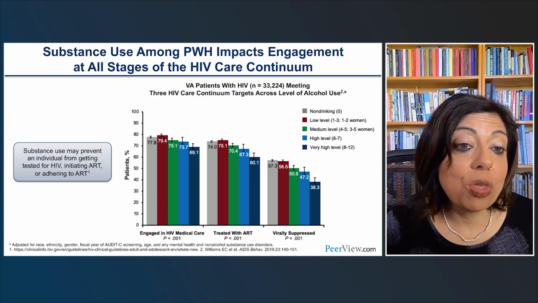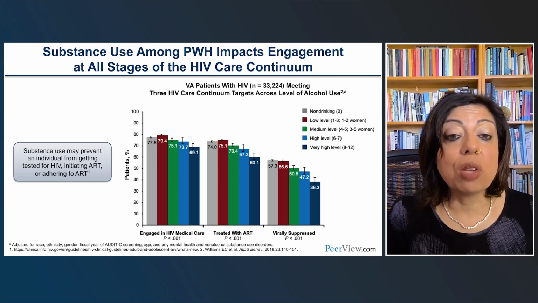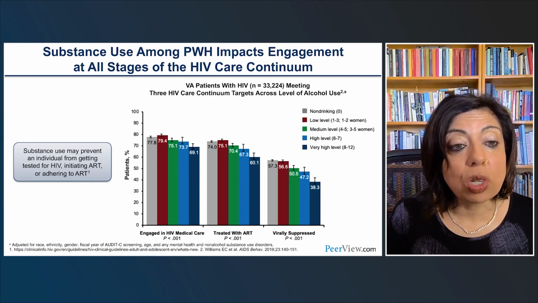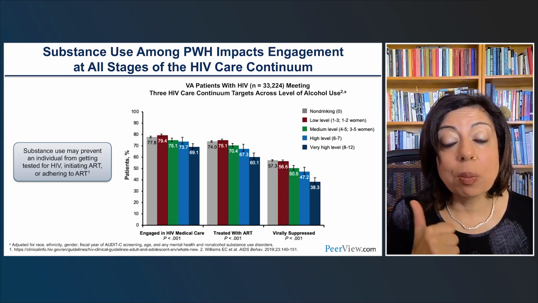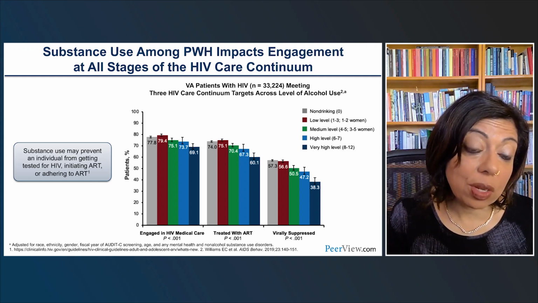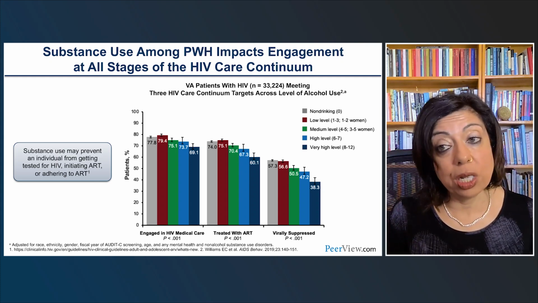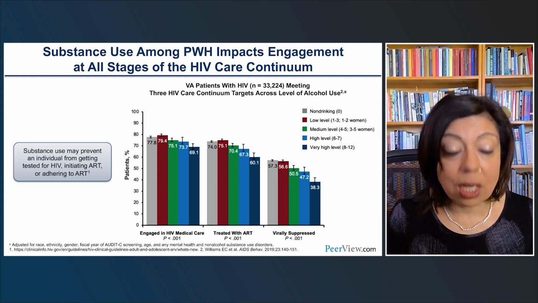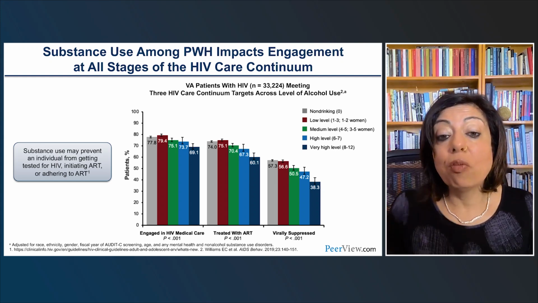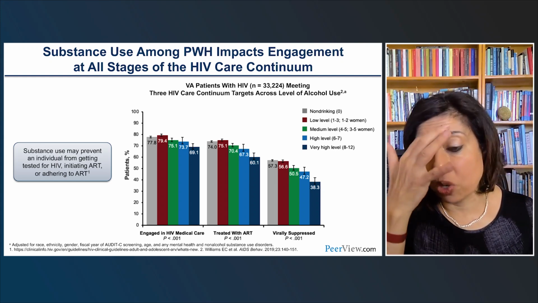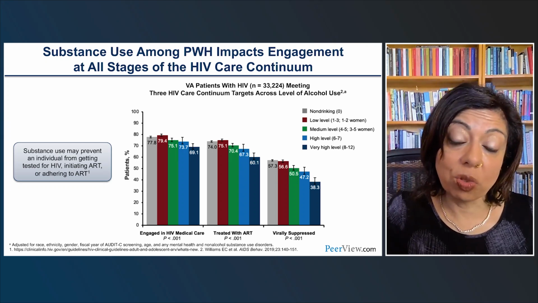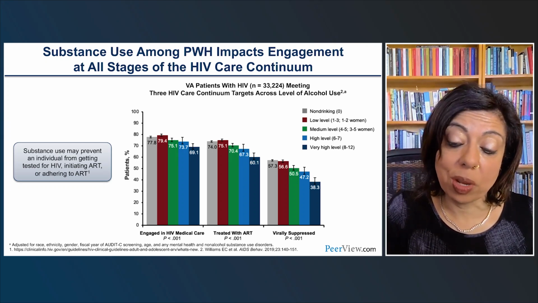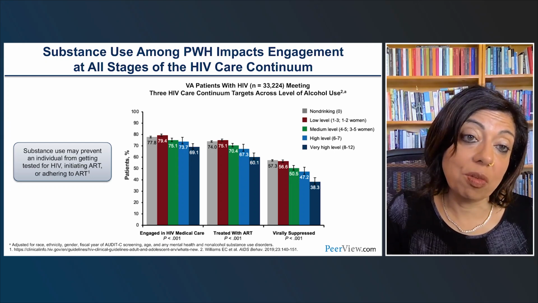So we do know that at each step in the HIV care continuum, substance use can prevent an individual from progressing. It can prevent getting tested for HIV, initiating ART, staying on ART, and adhering to ART, and fundamentally, again, leading to HIV transmission in the face of ongoing viremia, and consequences for the individual in terms of host immune responses and the risk of opportunistic infections.